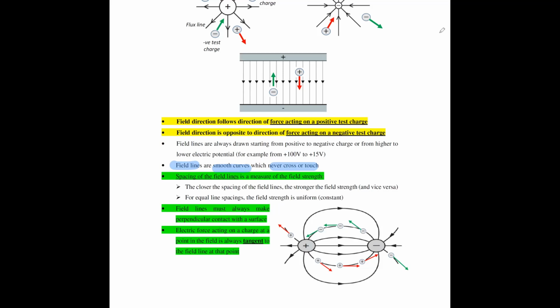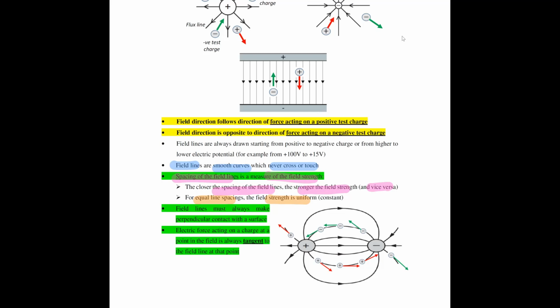Okay. And then another important thing about field lines is that the spacing of your field lines is a measure of your field strength. It tells you how strong your field is. The closer the spacing of your field lines, the stronger the field strength, and vice versa, meaning to say the wider the spacing, the weaker the field. In the event that you have equal line spacings, that means that the field strength is uniform.